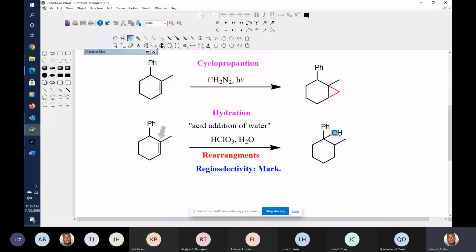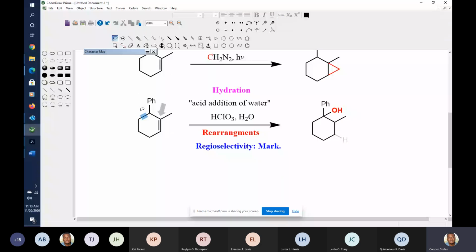I'll put this in red. There's an H that's going to get added, and that original H gets added here. I'm going to put that in gray. Okay, so that's the answer here. I'm actually going to deviate a little bit from the worksheet because I want to cover all these three variations together.